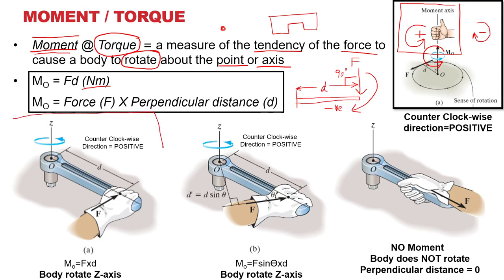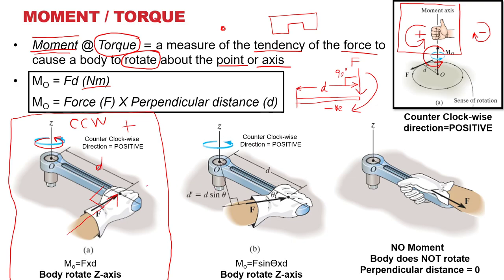This is a picture of somebody trying to rotate a bolt. This is his hand, and his hand is 90 degrees to this bolt. This is D, your distance. You have to calculate what the distance is. The moment will be about this O axis, and the moment is rotating like that. Is this clockwise or counterclockwise? I'm going to answer myself: this is counterclockwise, CCW, so this is positive.